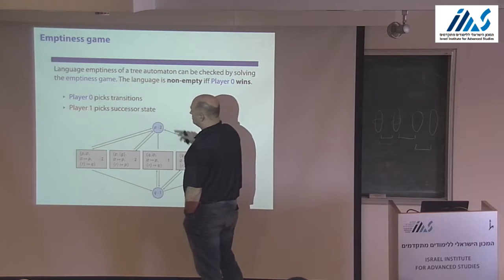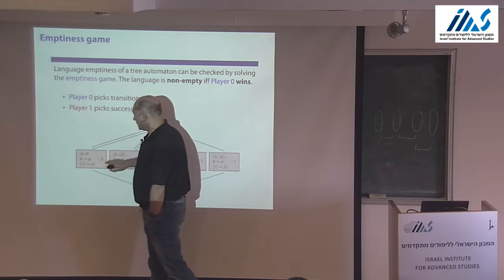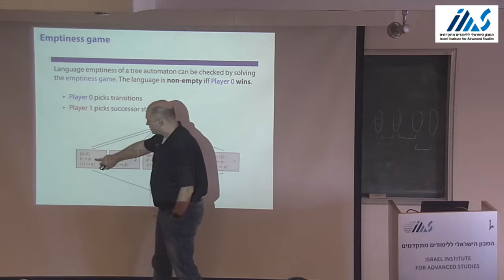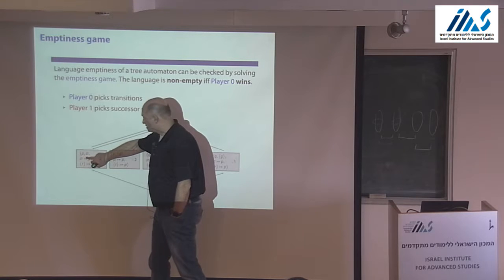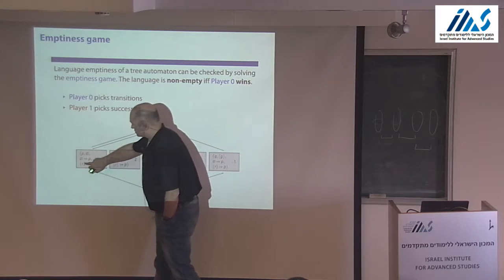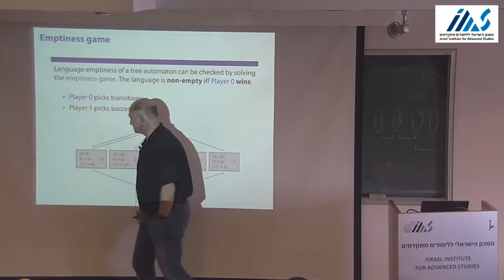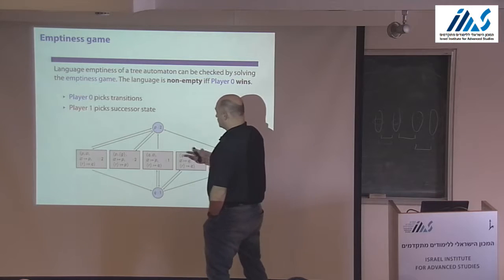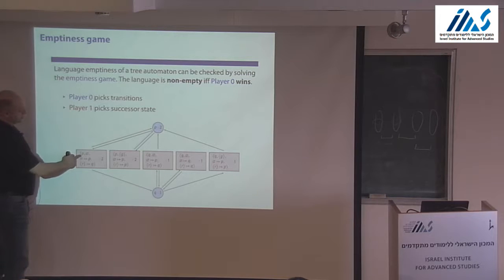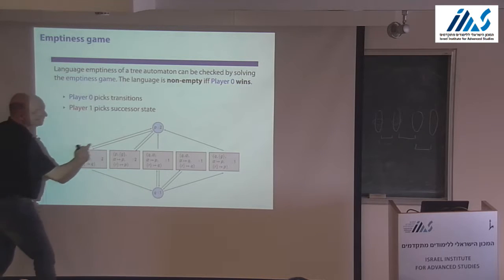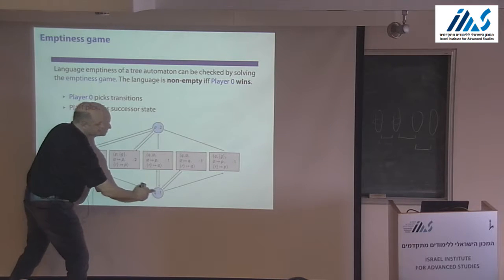Now the role of player 1 is to pick the successor state. So for example, if we're here, then player 1 could choose to either go to P, meaning it chooses to provide the empty input, or it could choose to move to Q, meaning that it produces the request as an input. And then the game continues accordingly. So if the choice is P, then we go back to this state. If the choice is Q, then we go to this state.